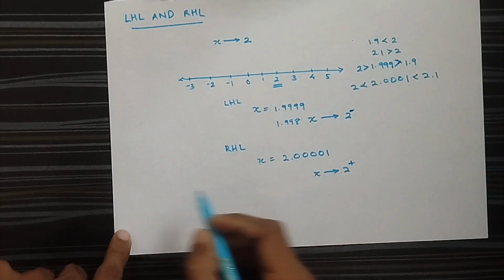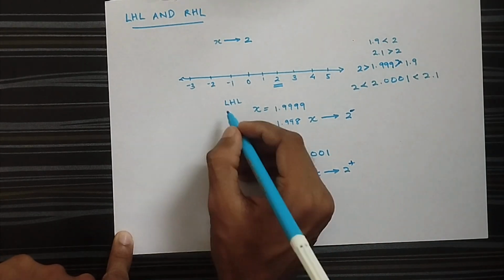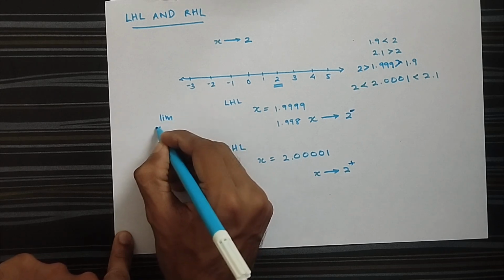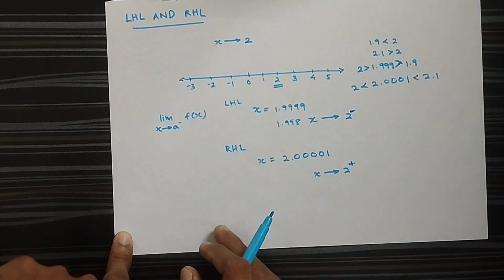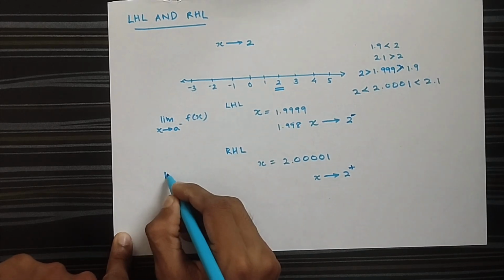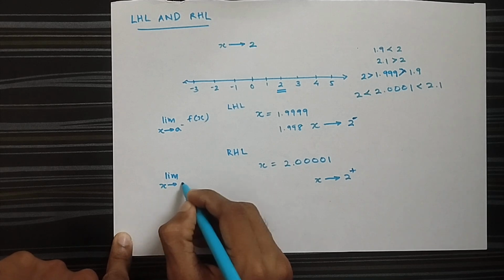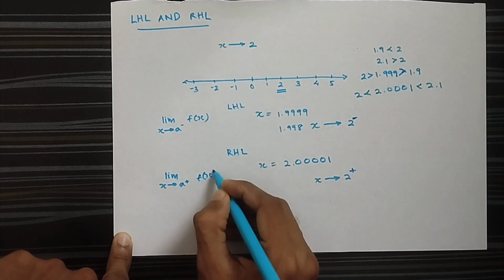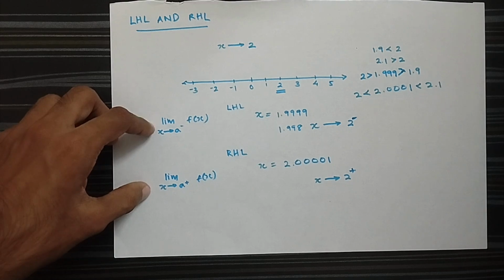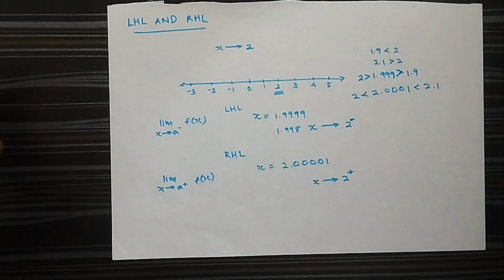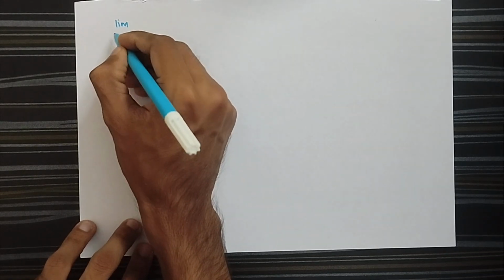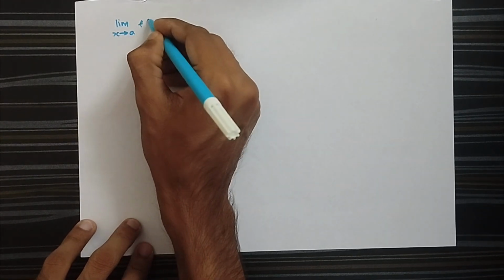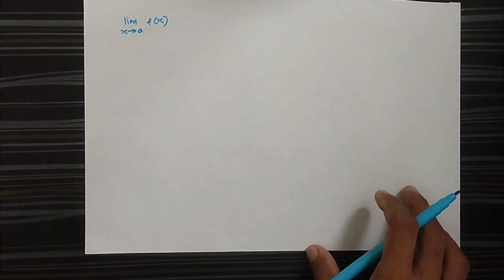So in general, for a number a, we can denote LHL as limit x tends to a minus f of x for the left hand limit of that function, and for the right hand limit we can write limit x tends to a plus f of x. These two don't necessarily have to be the same value when evaluating f of x. Let's see how. We generalize limit as limit x tends to a f of x. But today in this class we learnt LHL and RHL.